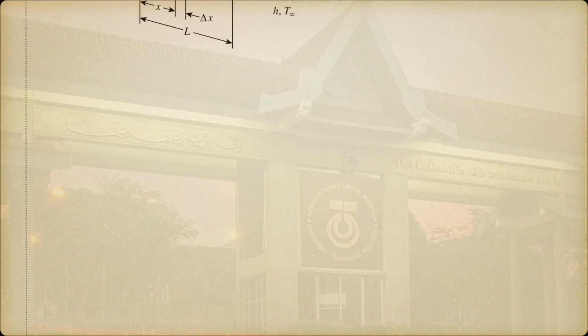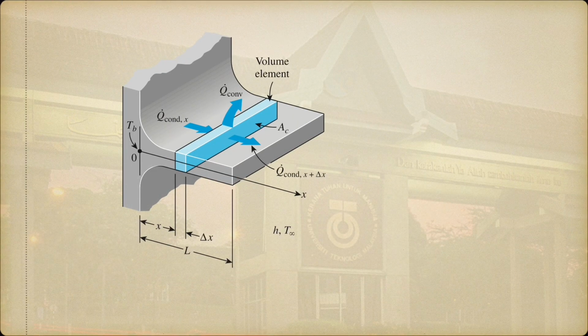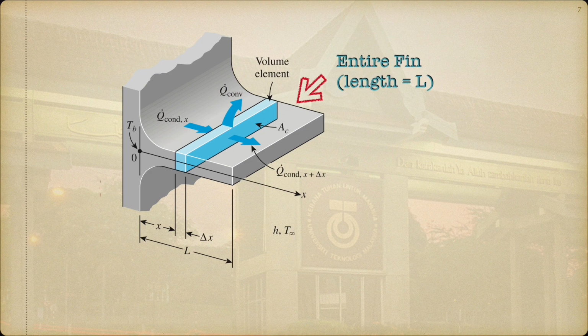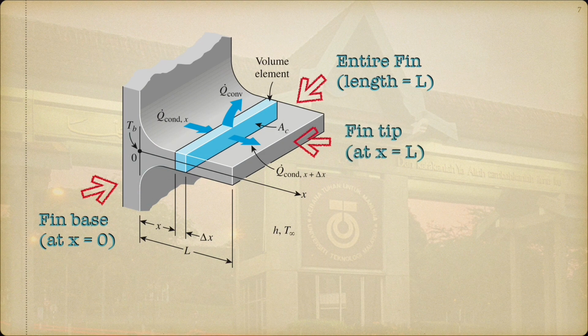In the analysis of fins, steady operation with no heat generation in the fin will be considered. The thermal conductivity k of the material and the convection heat transfer coefficient h are assumed to be constant. h is considered uniform over the entire surface of the fin for convenience in the analysis.